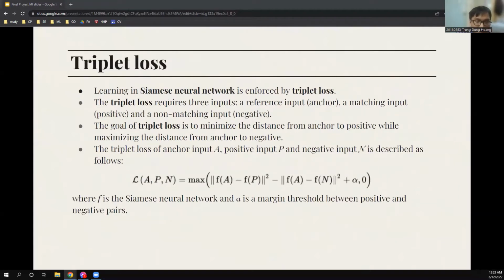Learning in the Siamese neural network is enforced by the triplet loss, which requires three inputs: an anchor, a positive, and a negative sample. The goal of this loss function is to minimize the distance from the anchor to the positive while maximizing the distance from the anchor to the negative. The equation of the triplet loss is as shown in the slide, where F is a Siamese neural network and alpha is a margin threshold between positive and negative pairs.